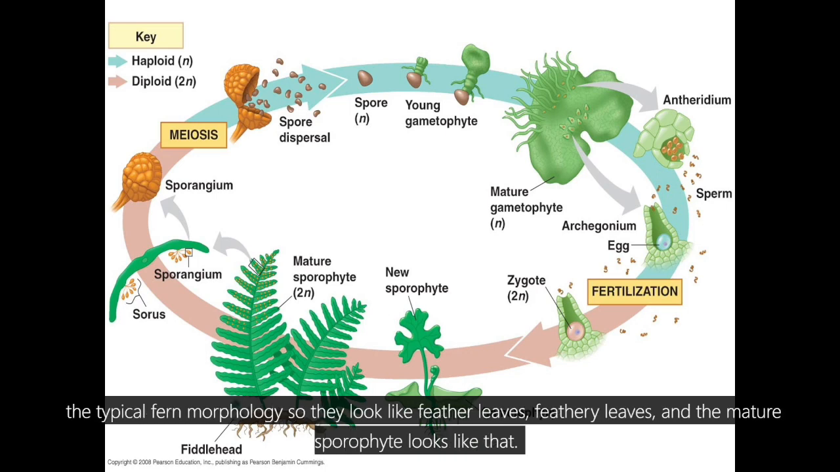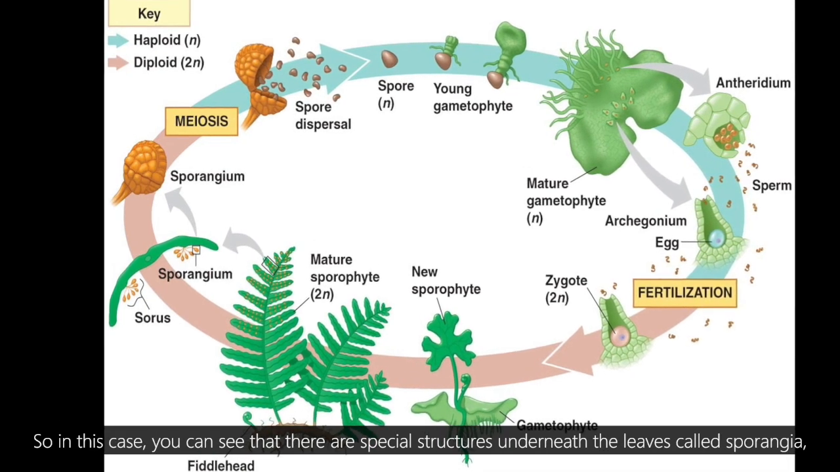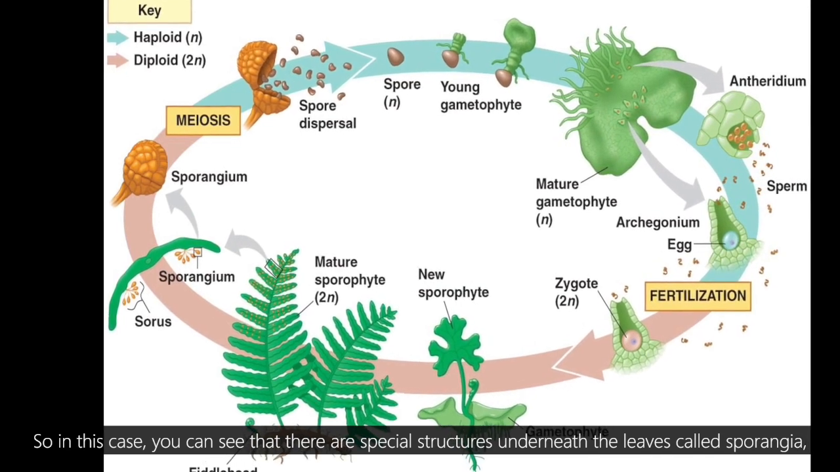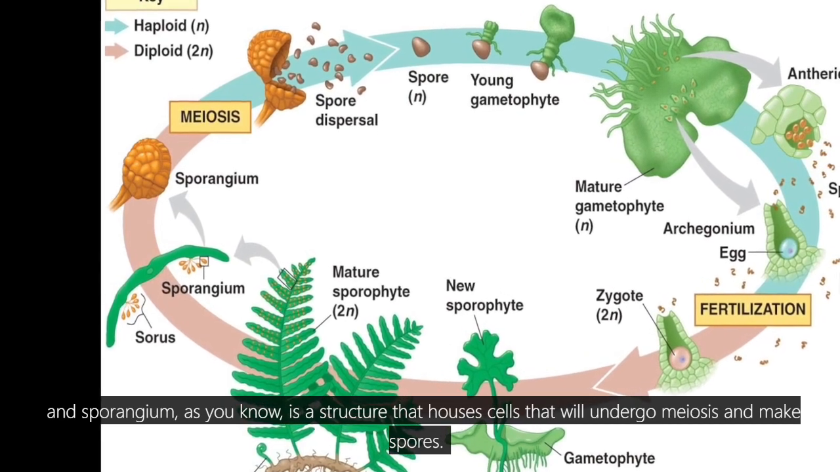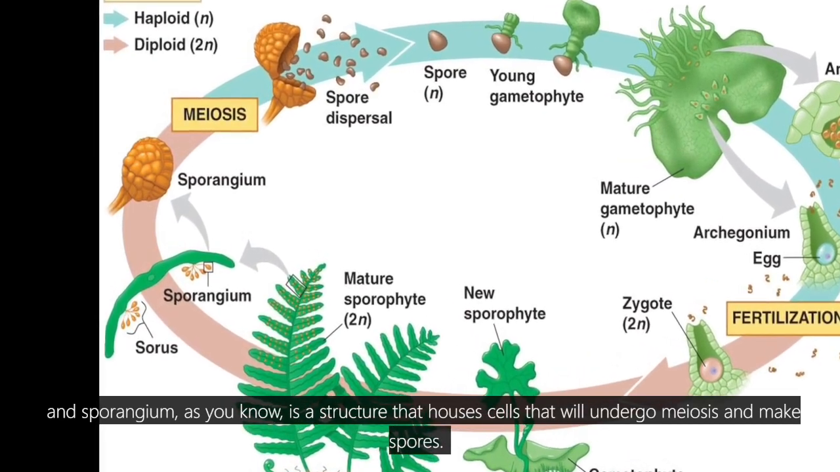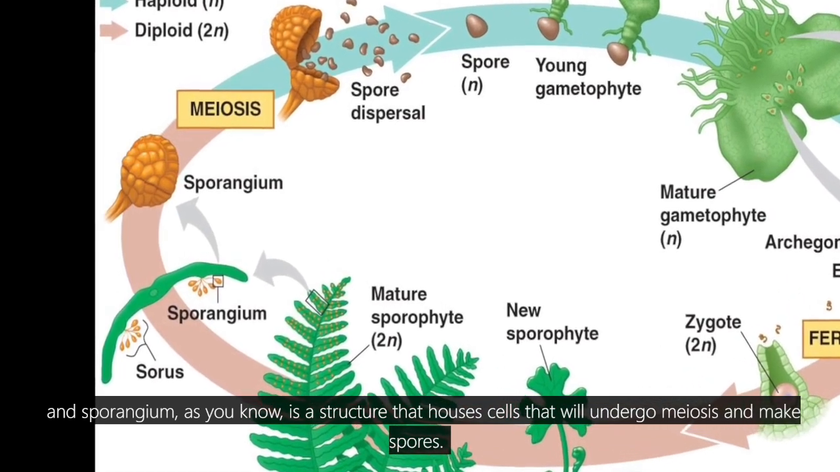So they look like feathered leaves, feathery leaves. And the mature sporophyte looks like that. Now, what's the business of a sporophyte? The business of a sporophyte in land plants is to make spores, and that's achieved by meiosis. So in this case, you can see that there are special structures underneath the leaves called sporangia. And a sporangium, as you know, is a structure that houses cells that will undergo meiosis and make spores.